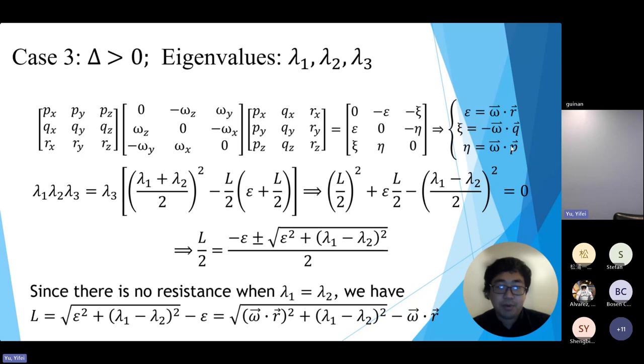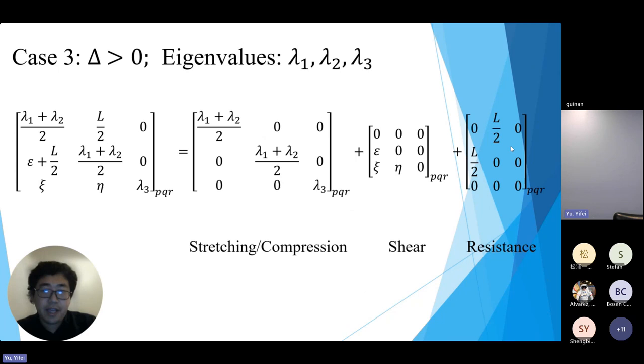And after simplifying, we get a quadratic equation for L. We can solve L equals negative epsilon plus or minus the square root of epsilon plus the square of lambda 1 minus lambda 2. And since there should not be rotation where lambda 1 equals lambda 2 for the second case, we get the formula for L. The resistance L equals the square root of omega dot R squared plus lambda 1 minus lambda 2 squared, minus omega dot R.